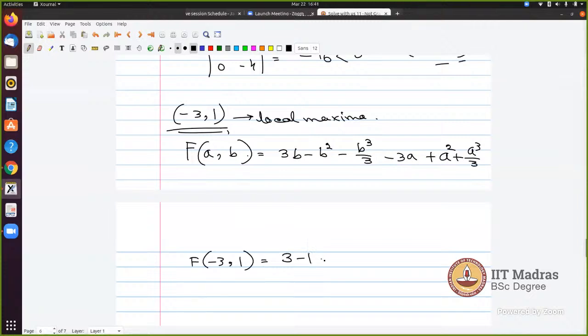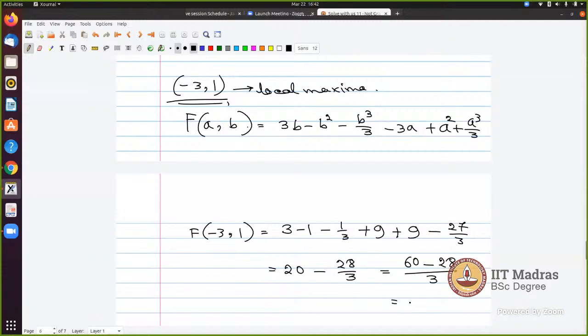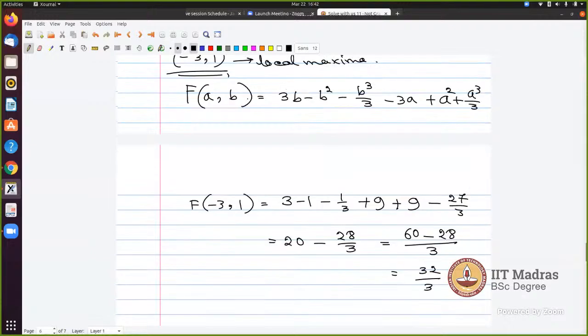So 3 minus 1 by 3 minus, this is plus 9, plus 9 minus 27 by 3. Correct? So 18, 21, 20 minus 28 by 3, so 60 minus 28 by 3. So what is this value? 32. Okay, so this is your value m. Correct? You have to find 3m. So what is 3m?